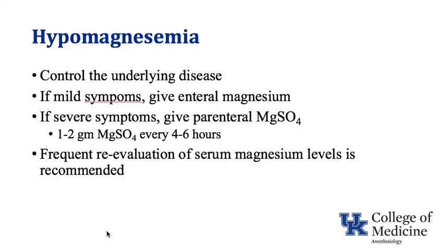Similar to other electrolyte abnormalities, the treatment for hypomagnesemia is first to control the underlying disease, and if symptoms are mild, to give enteral magnesium. If the symptoms are severe, parenteral magnesium sulfate is typically given. 1 to 2 milligrams of magnesium sulfate every 4 to 6 hours is generally recommended, and frequent reevaluation of serum magnesium levels to ensure the patient doesn't develop hypermagnesemia is always recommended.